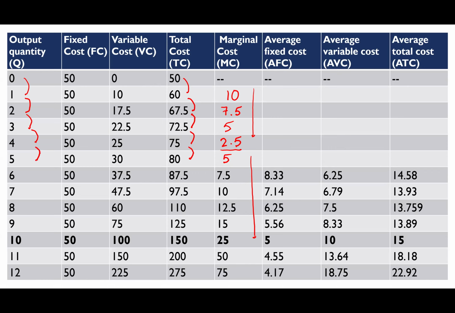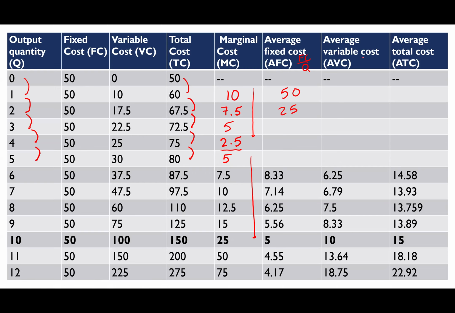Average fixed cost is going to be fixed costs divided by output. So let's do the first few here. Initially output is 0, so that's why all these values are undefined for that row of 0. Moving to 1, 50 divided by 1 is 50. 50 divided by 2 is 25, and then so on.